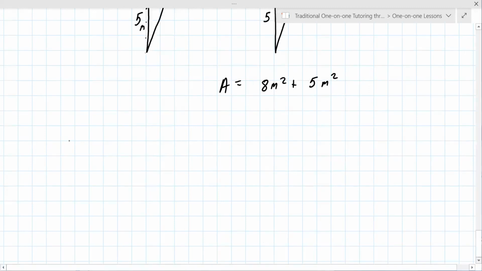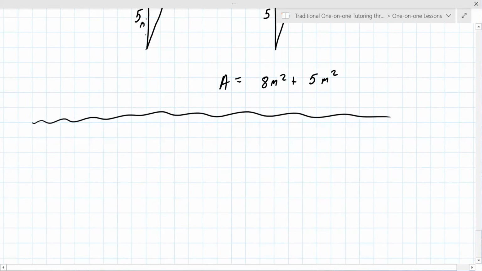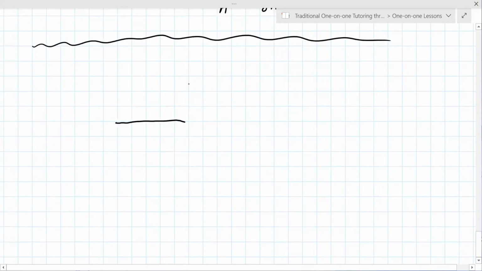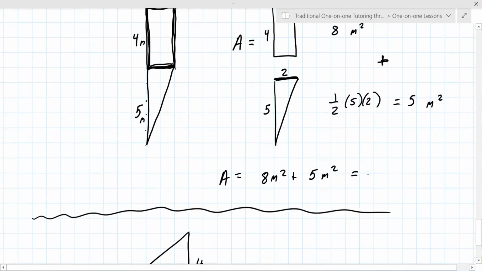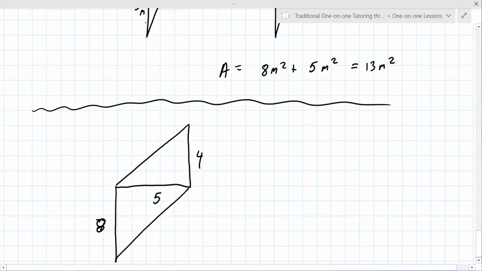Okay, let's try one more here. Wait a minute, is the second problem done? Did we finish it? Yes. It's 13 meters squared. Okay, you can go back down.